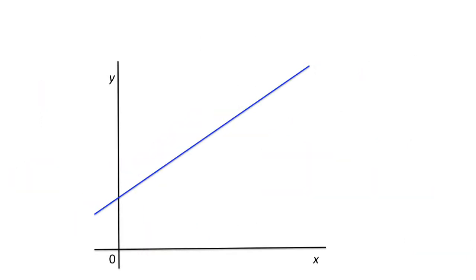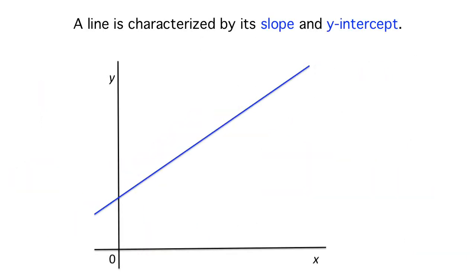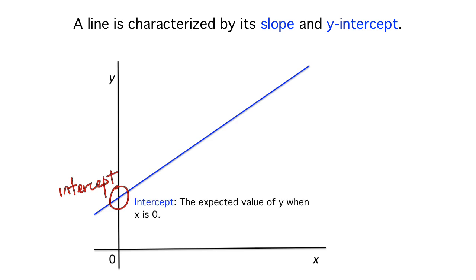A line can be completely described by its slope and its intercept. In statistics, the data points won't fit perfectly on the line, and the line is used to model the expected or mean value of y. The intercept on the vertical or y-axis gives the expected value of y when x is equal to 0. The slope tells us how y changes with x on average.